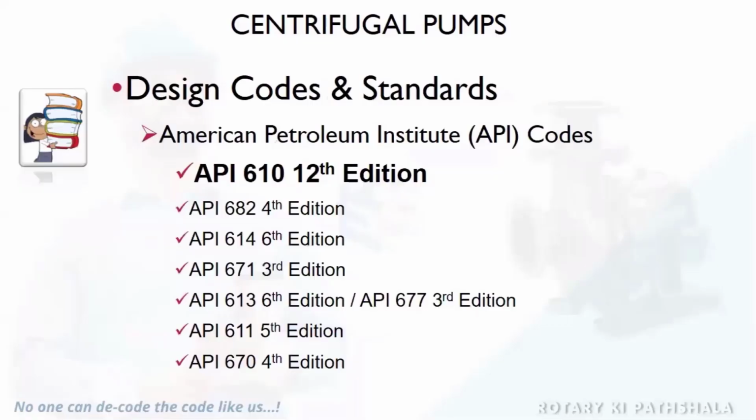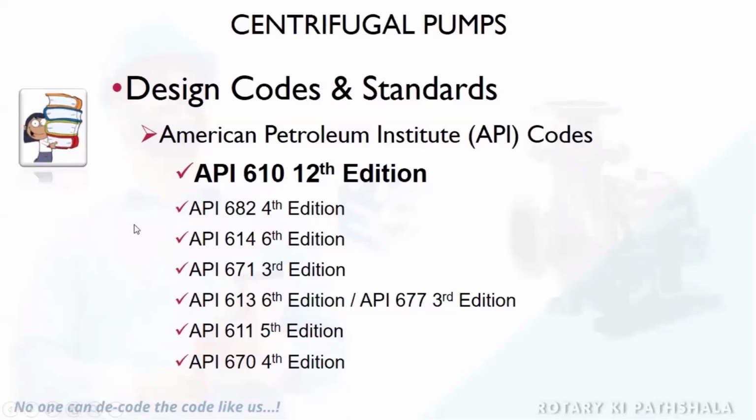Now, whenever we do the design, it is always designed as per the definite code and standard. So in case of the centrifugal pumps, the applicable code and standard is the American Petroleum Institute, API 610 12th edition, which is the latest edition. This is applicable for the centrifugal pump.